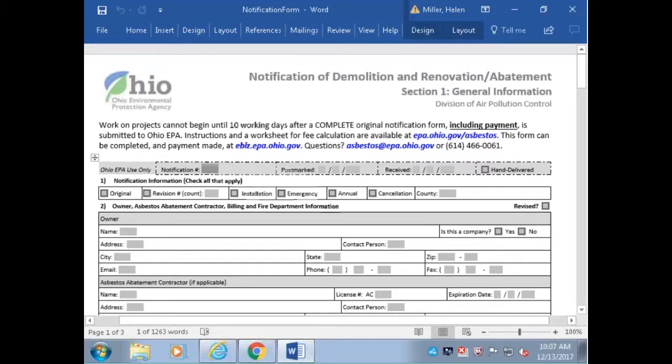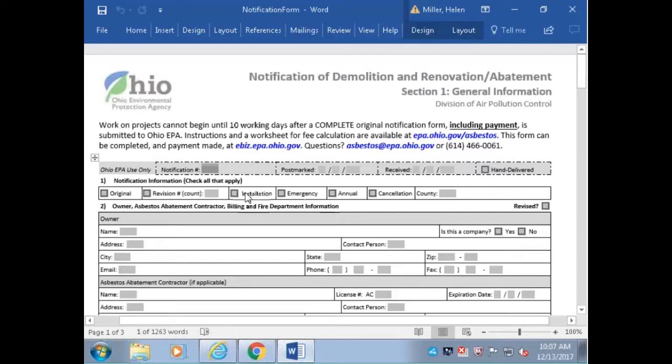As we go through the notification, the first part is for EPA use only, some internal information that we need. One other thing to mention real quick that's a little out of the norm from what everybody's used to: notifications no longer will be sent to the district offices and local area agencies. Everything will be coming into the EPA central office. So come December 21st, as you have revisions to current projects and new notifications, make sure you're sending them in to the new fax, the new email, asbestos at epa.ohio.gov, and then also the new address for originals.